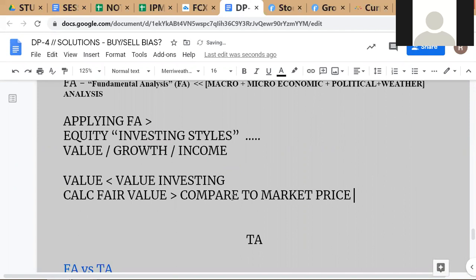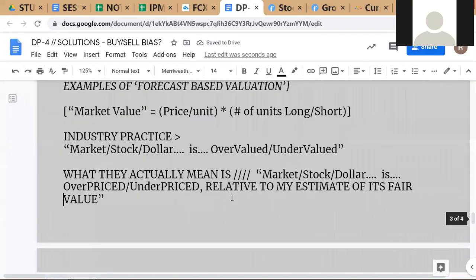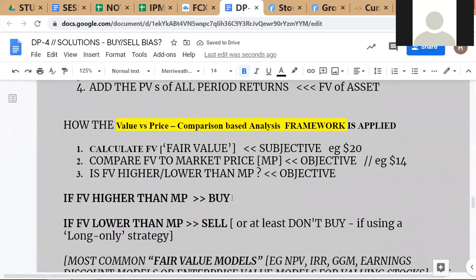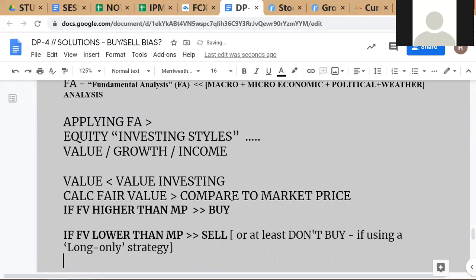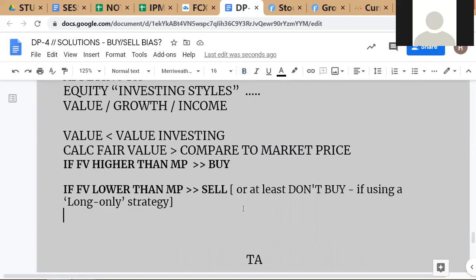We are just repeating it actually. So if we look at value investing: calculate fair value, compare to market price. Usually we apply it this way. And value investing is typically applied as a long only strategy.